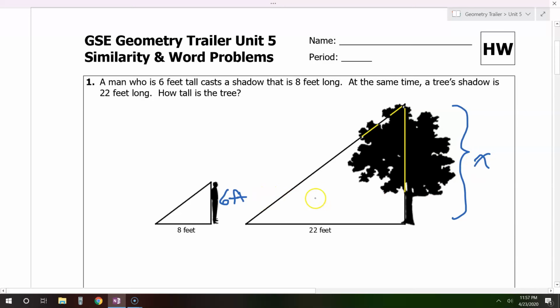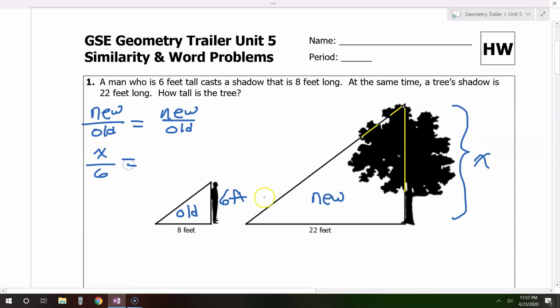So let's label one of these triangles as new, and we will label the other one as old. It doesn't matter which one is which. If there's an x involved, I usually pick that one to be new. What's important is that you set up the equation in the form new over old is equal to new over old. So looking at the corresponding sides, new over old would be x over 6. And then looking at the bottom here, new over old would be 22 over 8.